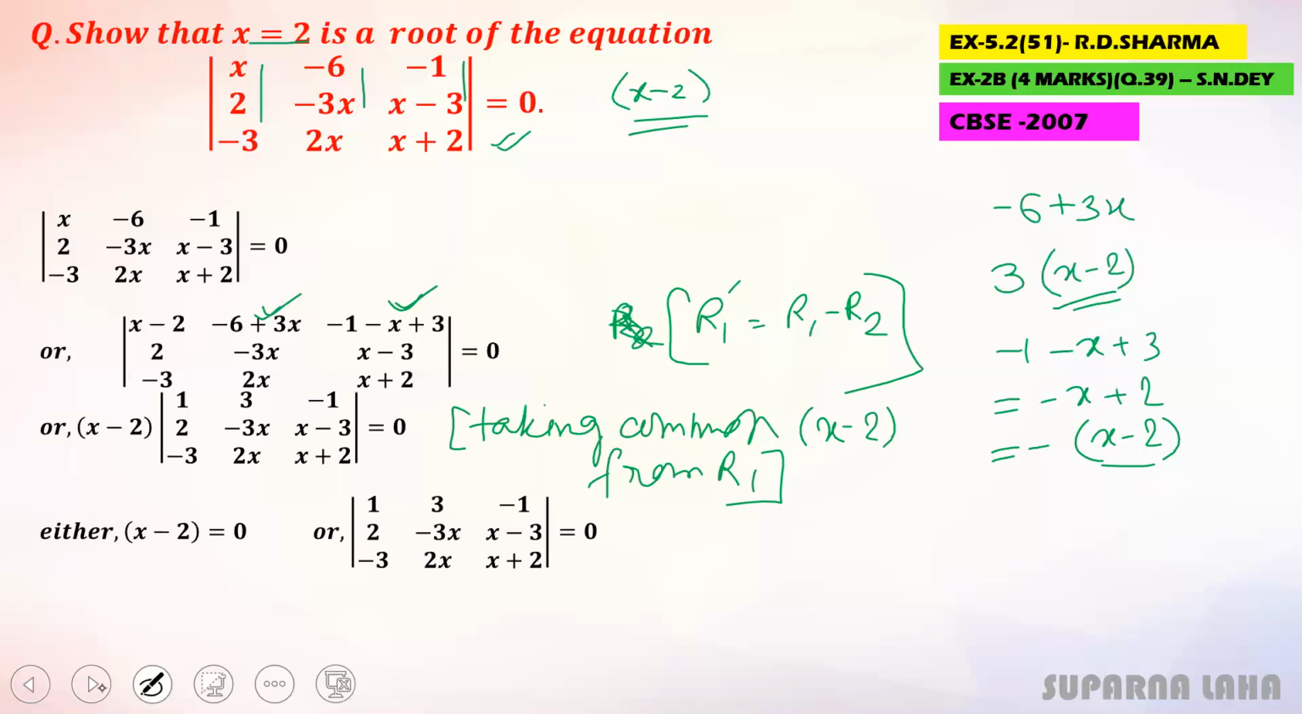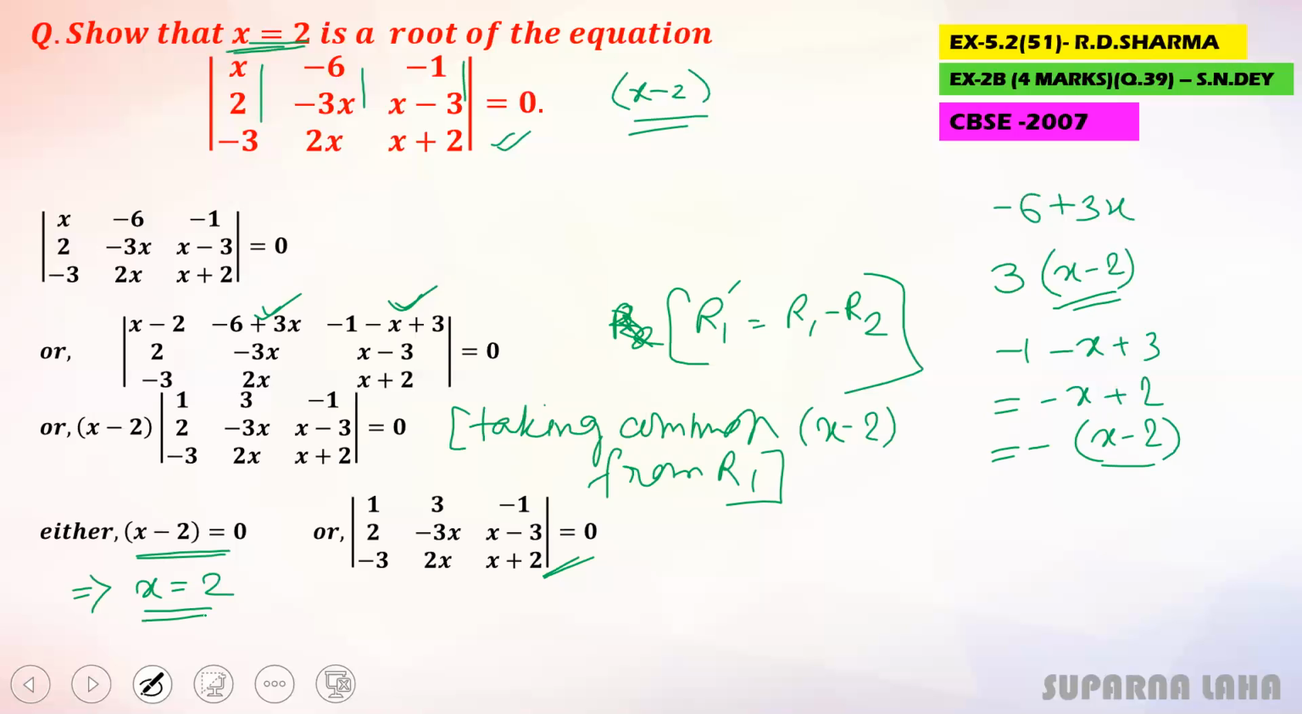0. We don't need to find this value of x for this determinant, since here you just need to show that x is equal to 2 is a root of this equation. So from here easily you can say that x is equals to 2 is a root of this equation. Okay, so we proved it.